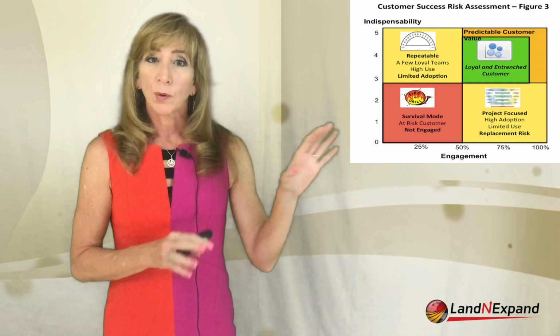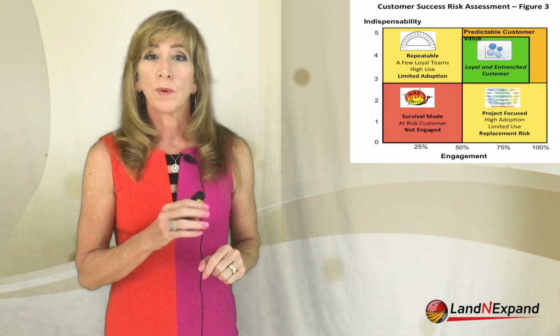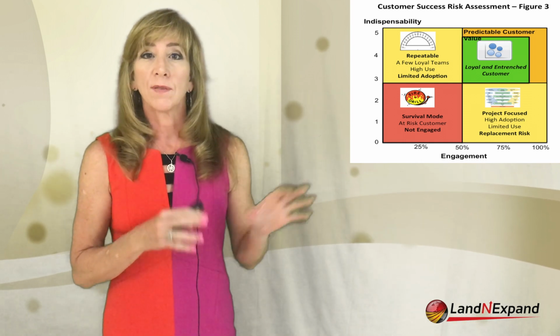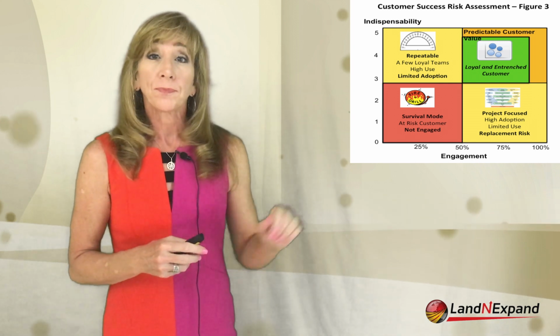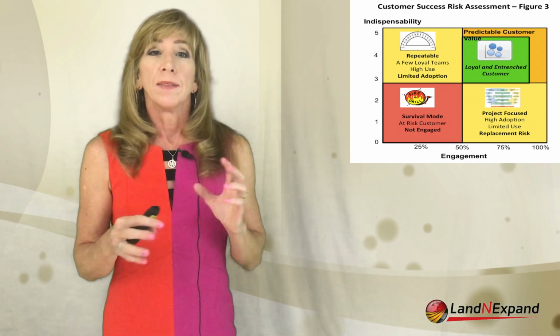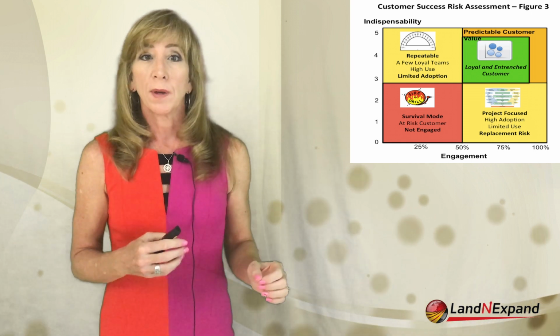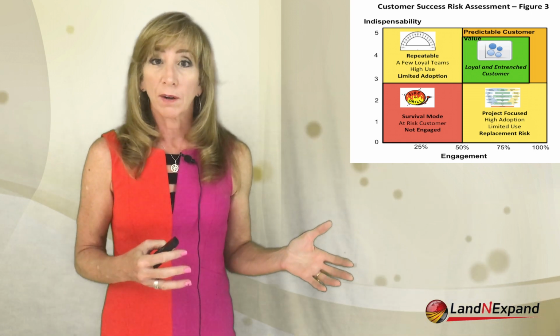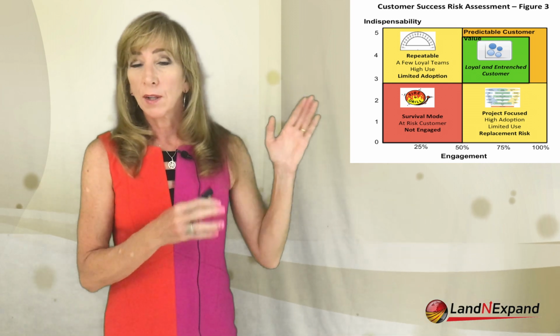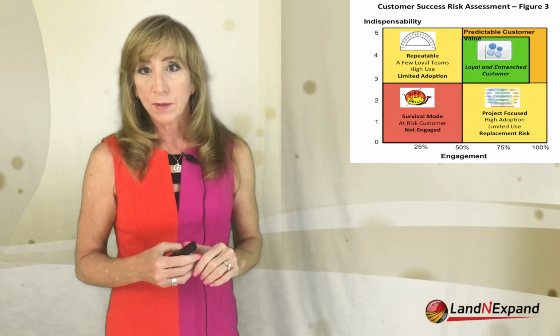So let's talk about the yellow quadrants. There's the lower right and the upper left. We're going to start with the lower right. In the lower right, this is high engagement and low entrenchment. Still a risk for churn. The percentage I put on the yellow quadrant is about a 50% risk of churn.